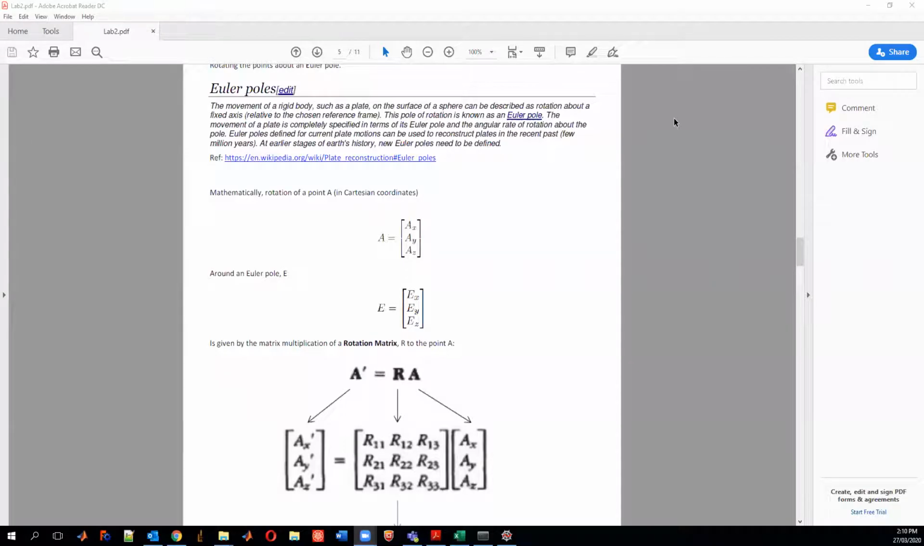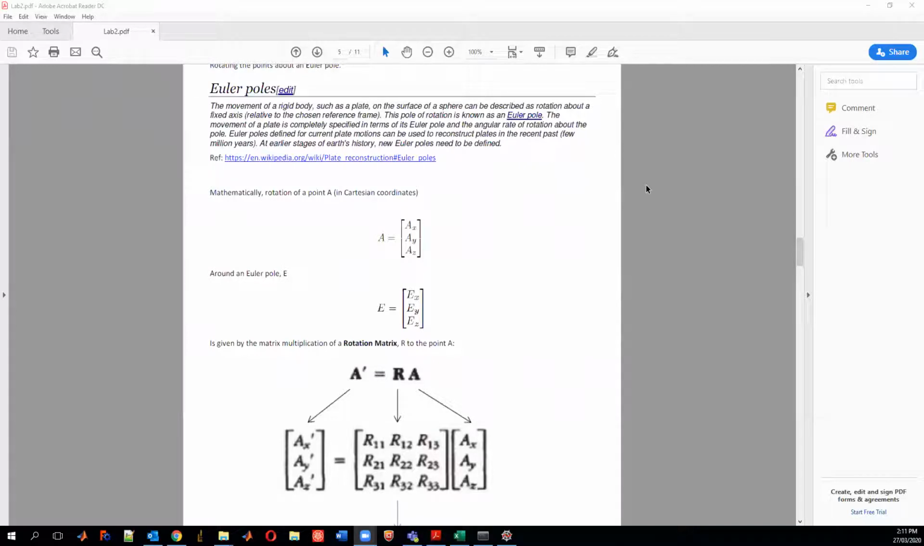Okay, welcome to what is probably the last video in this series. And in this one, we are going to rotate our points around Euler poles. So we've loaded in our points from an Excel spreadsheet in the last video, and now we want to rotate these points around an Euler pole. So you may like to read through the workbook. At the moment, we're working from page 5 onwards.